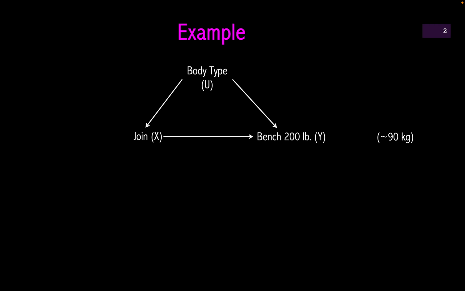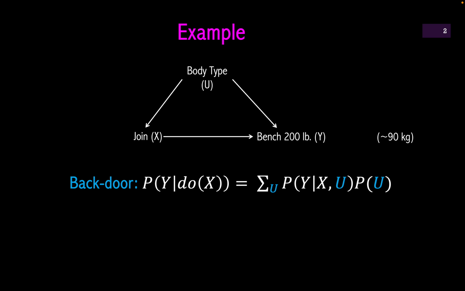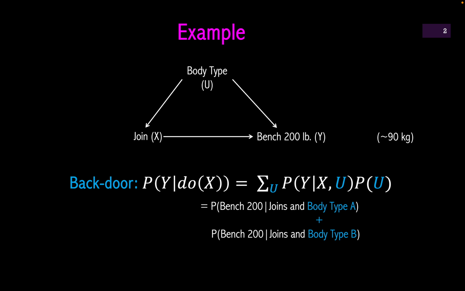To review, the effect of X on Y is given by the probability of Y given do X, which is the distribution resulting from interventions on X. This is the quantity we're aiming to identify. Suppose that there are just two body types, A and B, and that people with type A are more able to build muscle mass. If we can measure body type, we could use the backdoor criterion to measure the causal effect. This would be an average of the probabilities of benching 200, given that one joins the gym for each body type, weighted by the percentage of people with each body type.